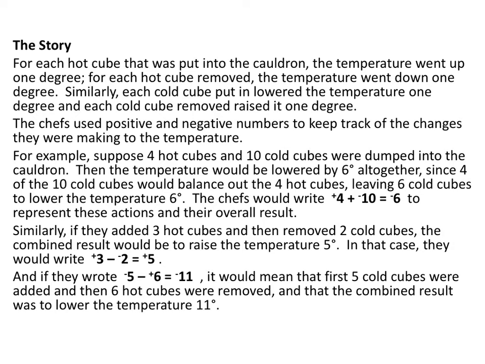And if they wrote negative 5 minus positive 6 equals negative 11, it would mean that they took out 6 positive cubes, which again would decrease the temperature. So it would mean that the first 5 cold cubes were added and then 6 hot cubes were removed, and that the combined result was to lower the temperature 11 degrees. Yes, as you put cubes in, you're adding those, even if it's negatives, and as you take cubes out, you're subtracting because we're removing those out of the cauldron.